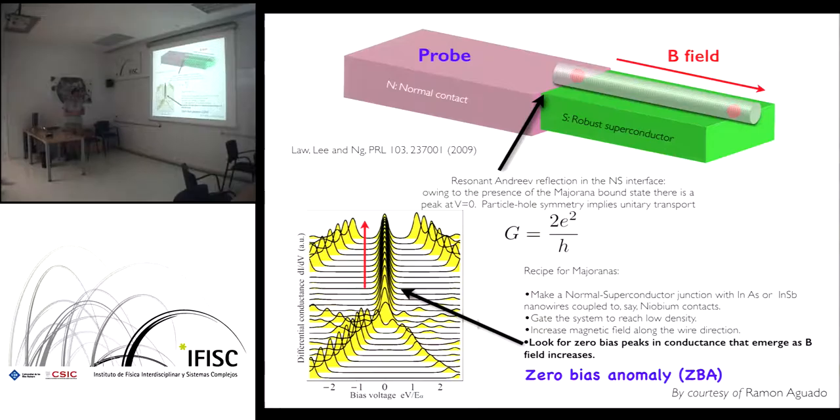According to the theory, to detect the Majorana we attach a normal lead. It works as a probe. Then, since the Majorana has zero energy, we can expect a peak at zero energy. This is called the zero bias anomaly. This is the theoretical proposal.